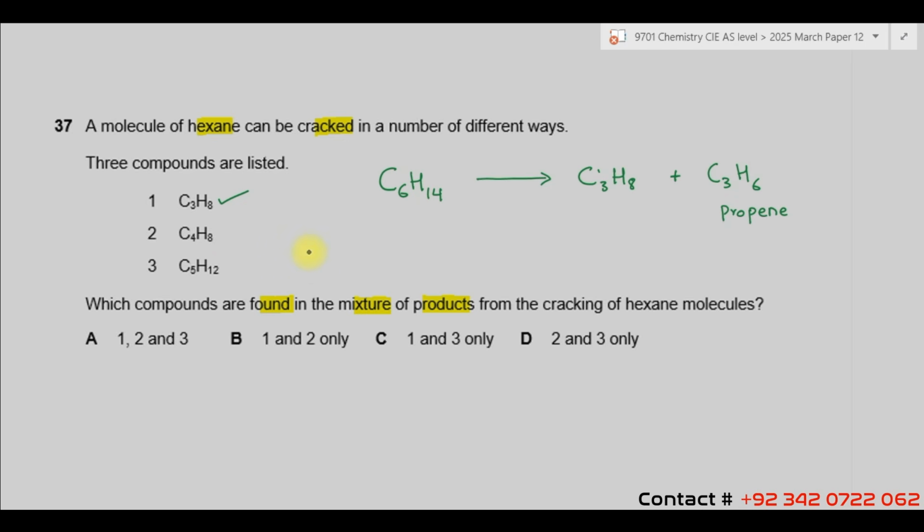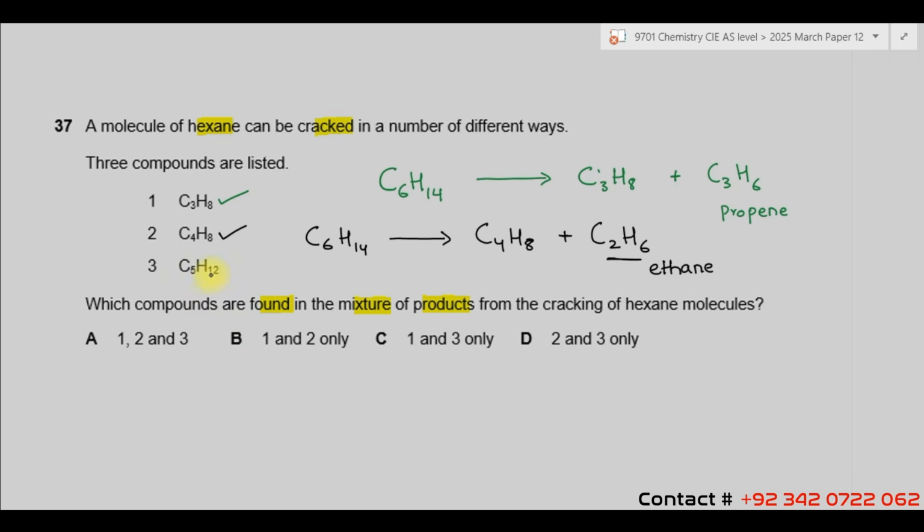Second one is C4H8. So let's break it again. Let's see what is left. So from 6 carbons, 4 are gone, 2 are left. From 14, 8 are gone, so 6 is left. What is C2H6? C2H6 is ethane. So this is also possible.